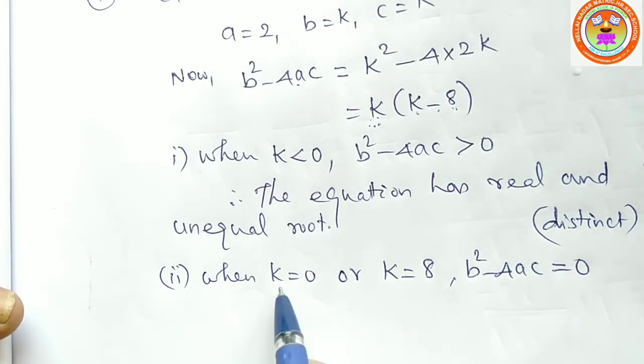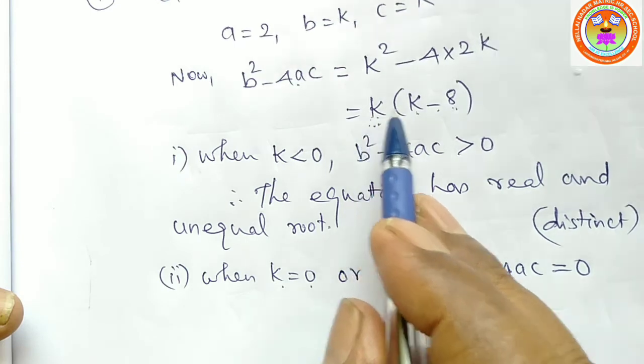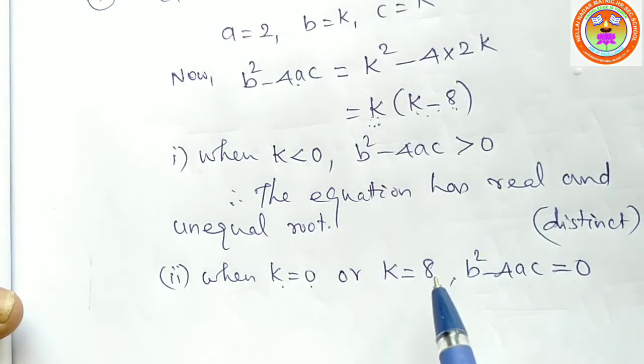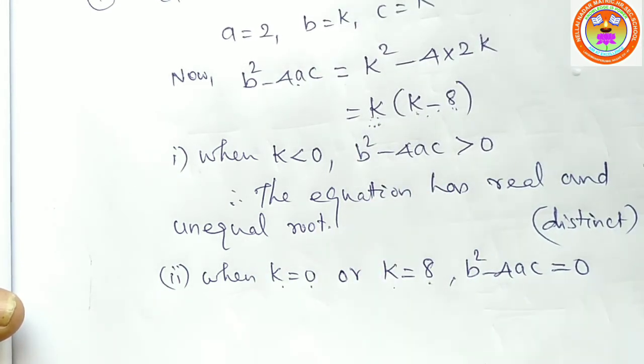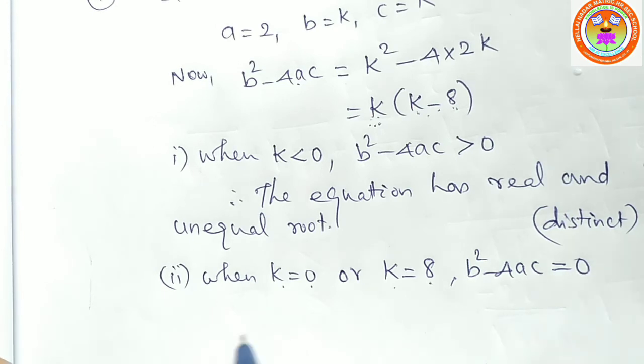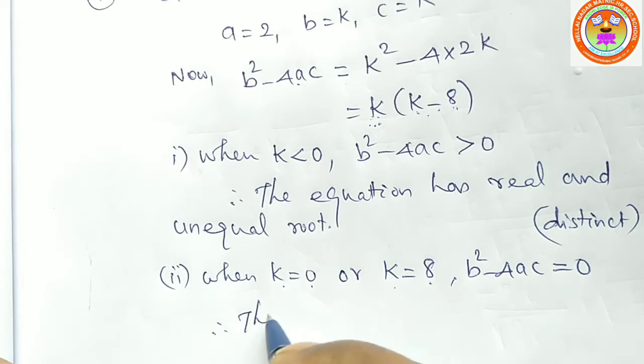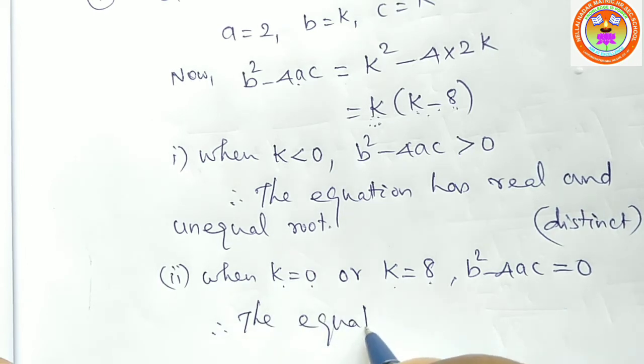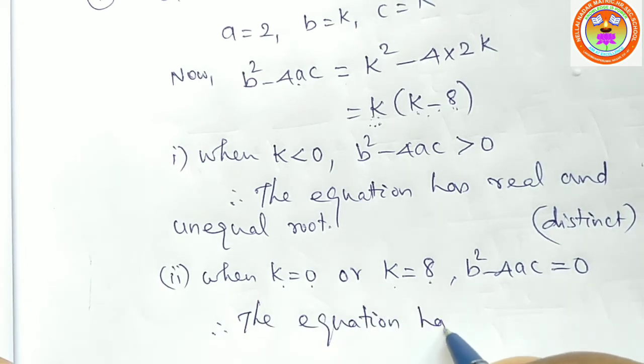When we apply k is equal to 0, 0 into number is 0, or when we apply k is equal to 8 also, it becomes 0. If b square minus 4ac is equal to 0, then what can we say? The roots are real and equal, right? Therefore, the equation has real and equal roots.